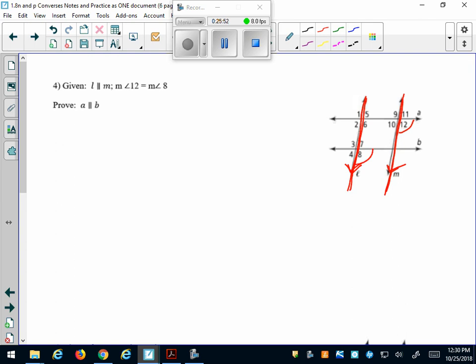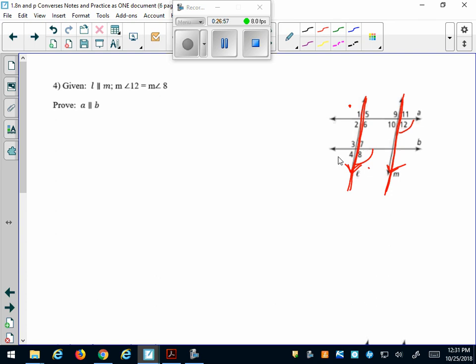Now, are 12 and 8 directly related in some way we can put a name to? No. However, is there a linking angle that would somehow relate 12 and 8? Is there a linking angle? Mason? An angle that relates to 12 that also relates to 8. All right, how does angle 1 relate to 12? Good, and how does 1 relate to 8? Also alternate exterior, right, in a different direction.